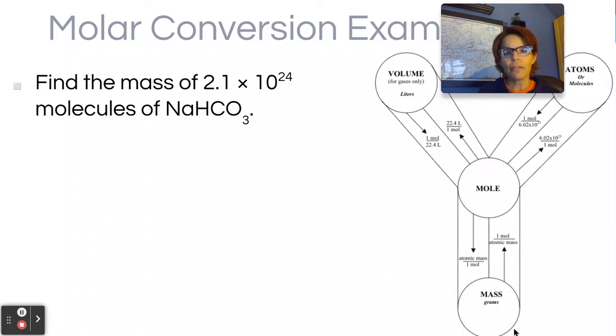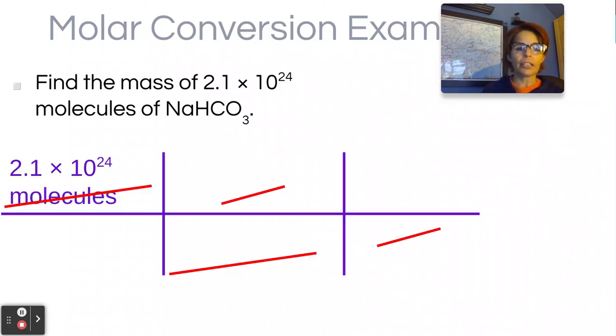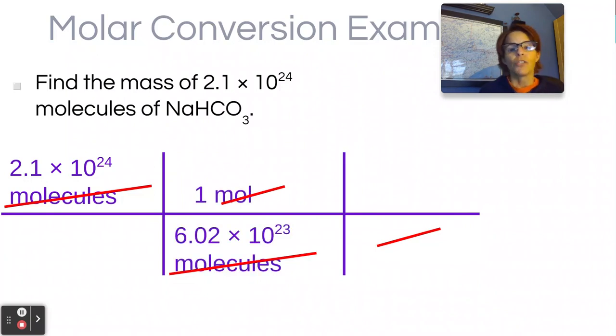So the first thing that we're going to do is write down what they gave us. They gave us molecules, so we're going to write down molecules. That means that the unit in the first conversion factor that's on the bottom has to be molecules. The only one that includes molecules is the one that has Avogadro's number in it. So that's 1 mole over 6.02 times 10 to the 23rd molecules. Do you see that molecules here and molecules here canceled out?